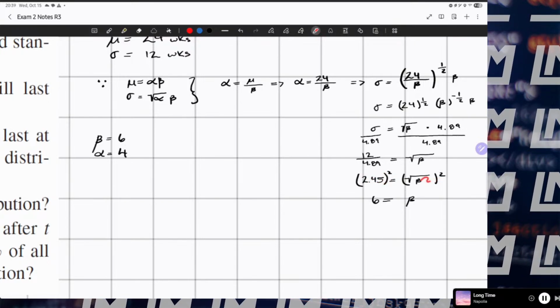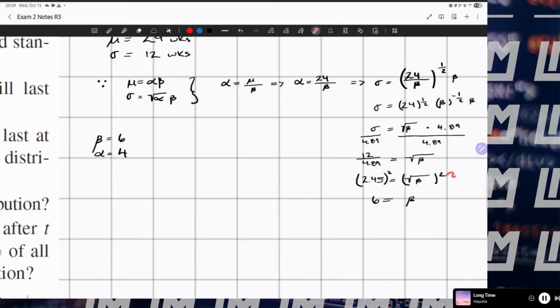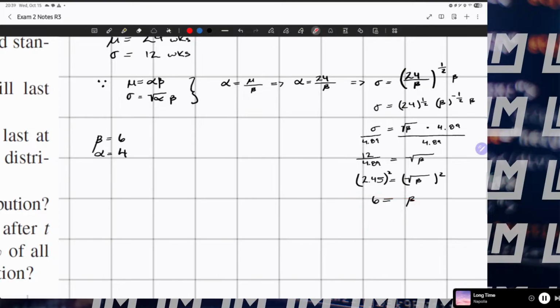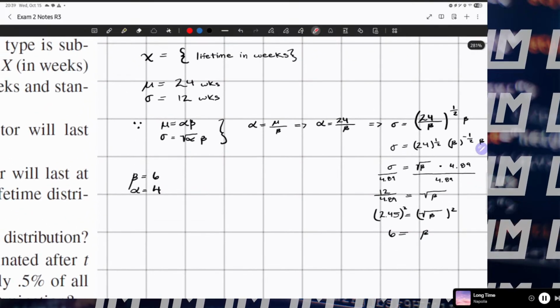But now we still have the square root of beta we have to solve. So we have to square both sides. So then you get beta equals 6, right? And then I just plugged and chugged into the calculator.